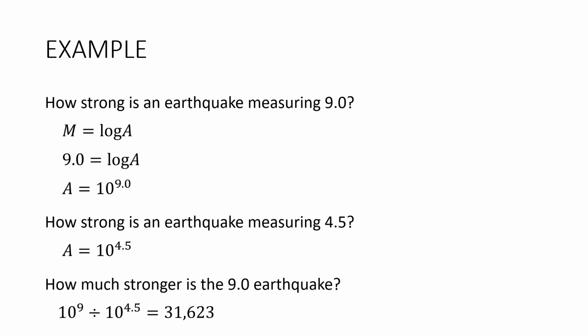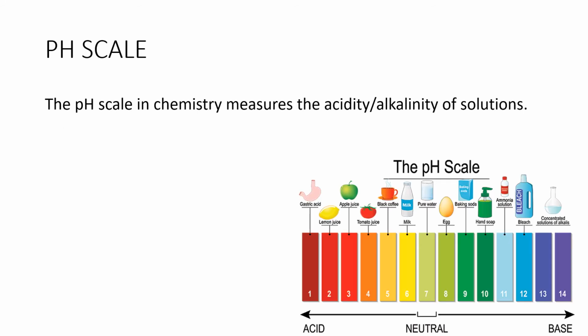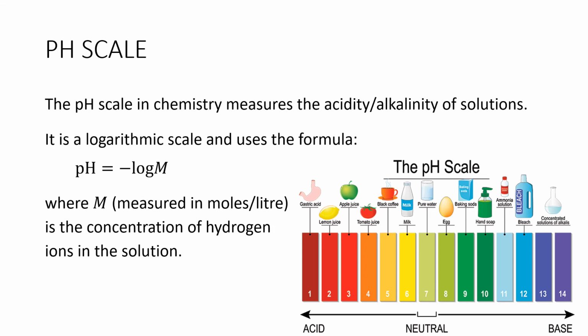31,623. Here's another logarithmic scale, the pH scale. In chemistry, it measures the acidity or alkalinity of solutions. Here's its formula: pH is equal to negative log base 10 of M. M is measured in moles per litre, so that is the concentration of hydrogen ions in the solution. Okay, and you'll notice that this is going to be a negative log. You'll also notice that it's log base 10 as well.